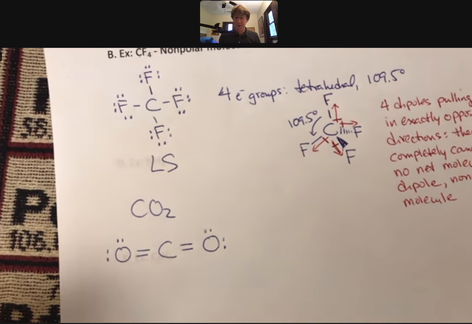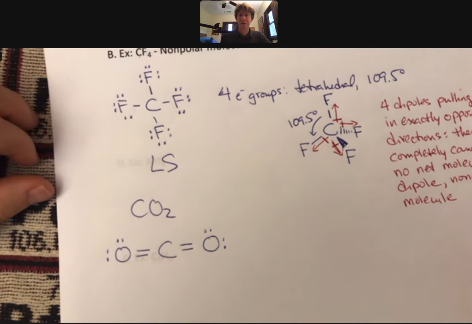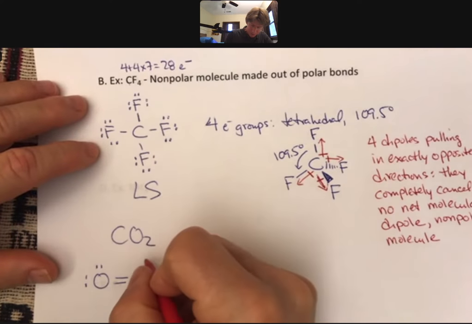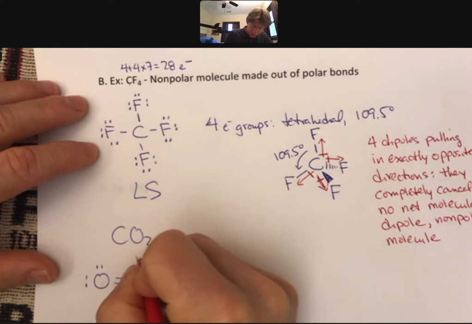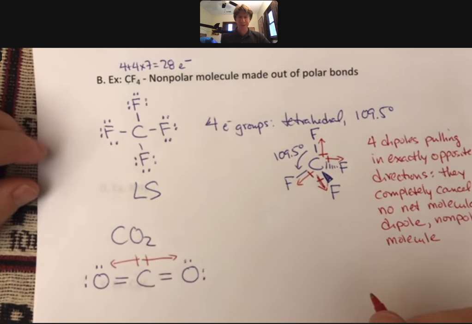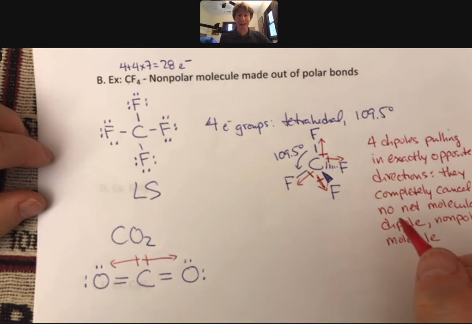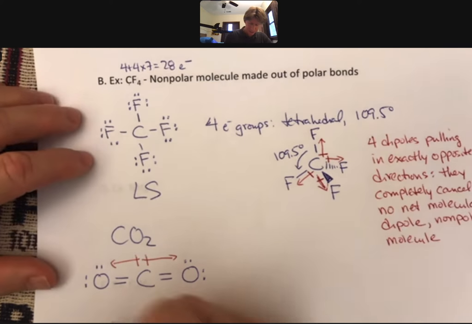Carbon dioxide is also a nonpolar molecule made out of polar bonds. Its dipoles go in exactly opposite directions. So one to the left, one to the right. Those will exactly cancel out. Nonpolar molecule.